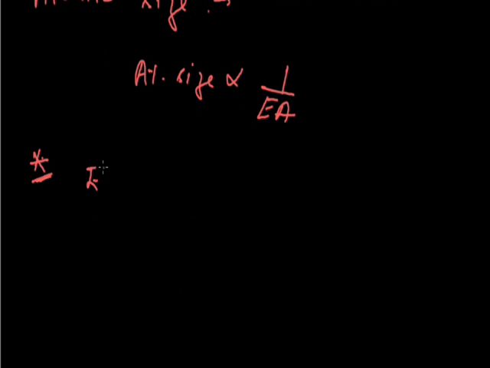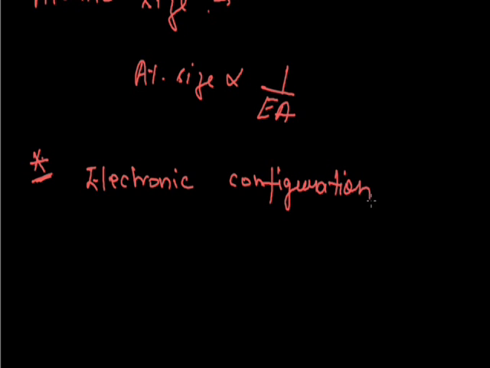The third factor is the electronic configuration. The elements which have a stable electronic configuration have very little electron affinity. This is because stable atoms will not want to disturb their stability by accepting some more electrons.